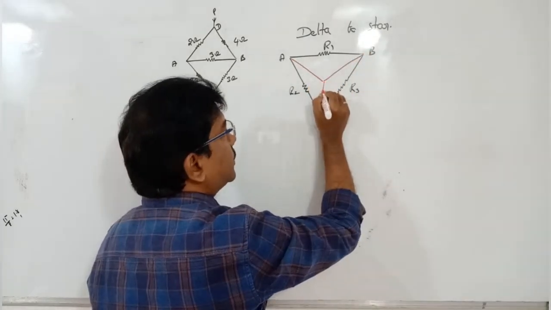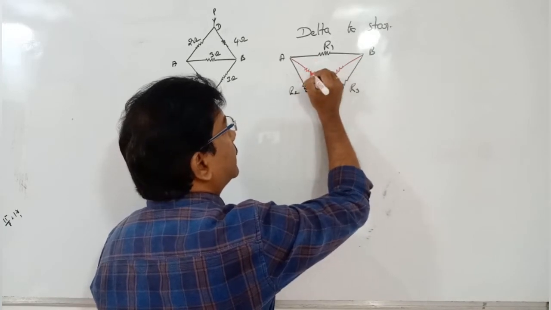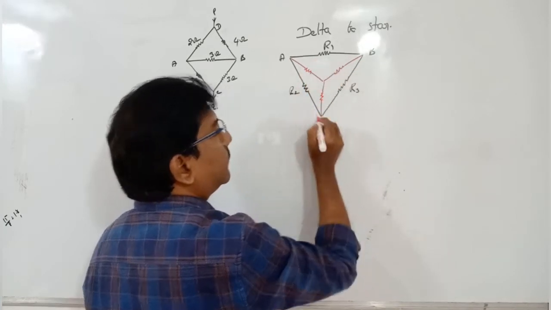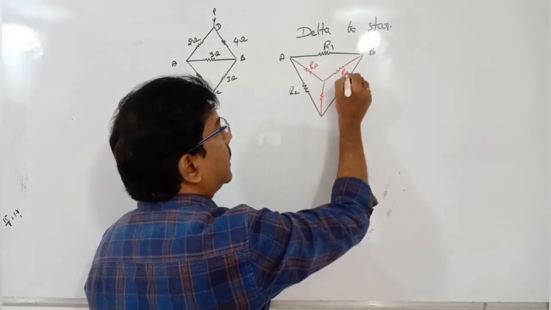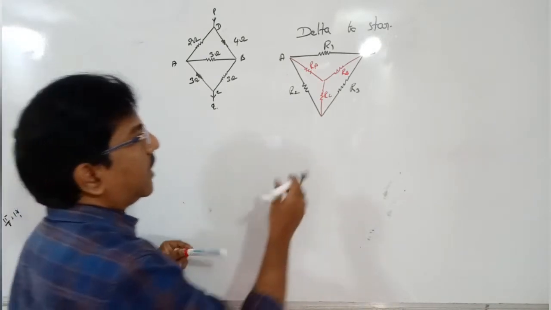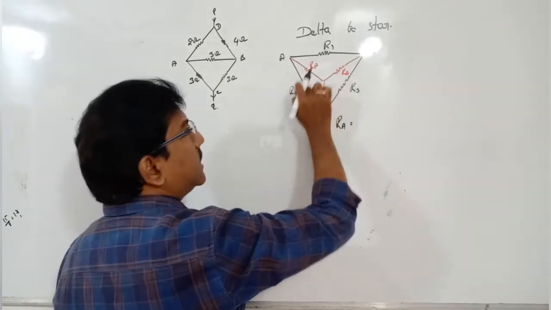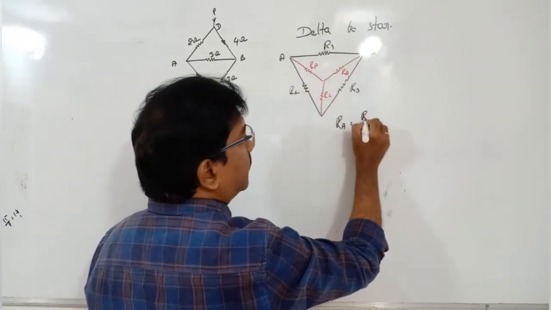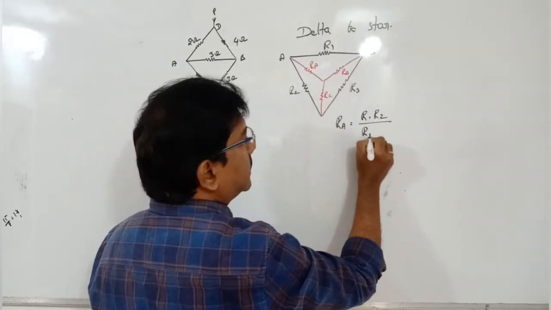This is star. How do we convert a delta into star? This is RA, RB and RC. How could you get RA? RA is in between R1 and R2, no? Multiply R1 and R2, divided by the full sum. This is the formula.